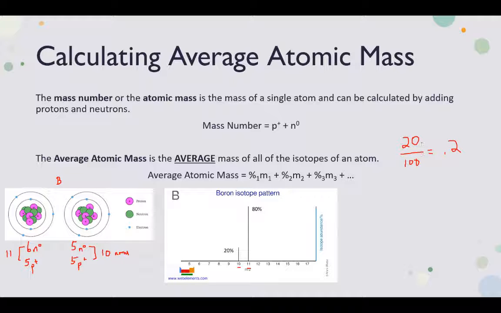So you can divide by 100 or you can move that decimal place over 2 spots. You will get the same number, that's doing the same thing. So what I need to do is I'm going to do 10. That's my mass for isotope 1. I'm going to call this one isotope 1, and this will be my isotope 2.